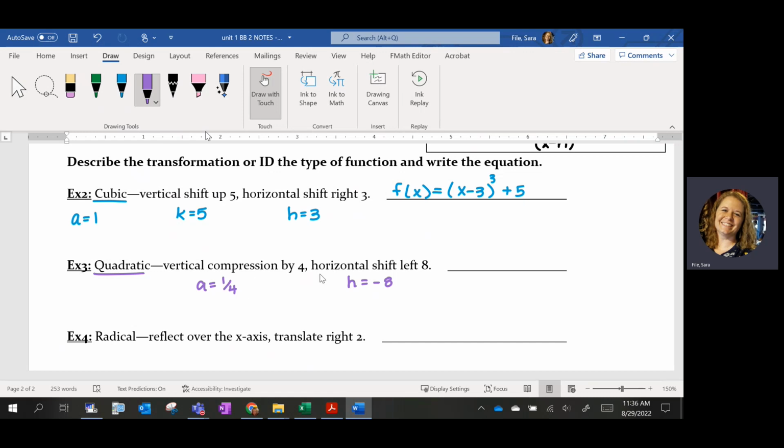They said nothing about a vertical shift. So k must be 0, which we do not have to put plus 0 at the end. So this would look like 1/4. Okay, and then in parentheses, x plus 8. And this is a quadratic, so that's squared.